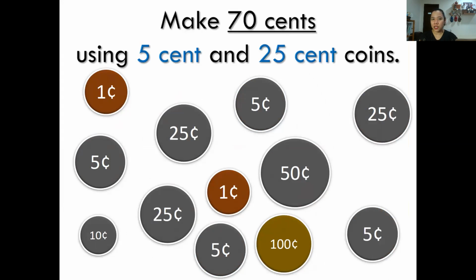make 70 cents using only 5 cents and 2 cent coins. Are you ready? No. Oh, it's 5 cents and 25-cent coins. Okay, 70 cents. There. So if you say 25 cents plus 25 cents plus 5 cents plus 5 cents plus 5 cents plus 5 cents, you are correct. It's equal to 70 cents.